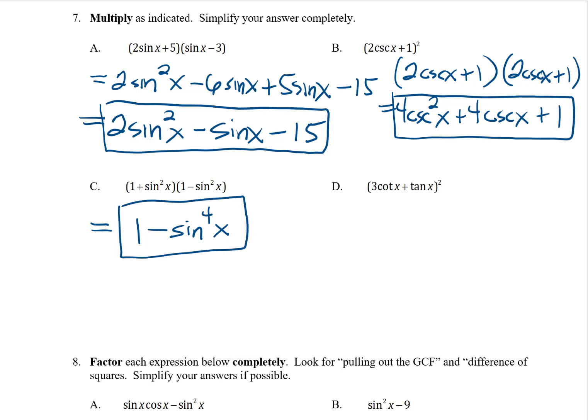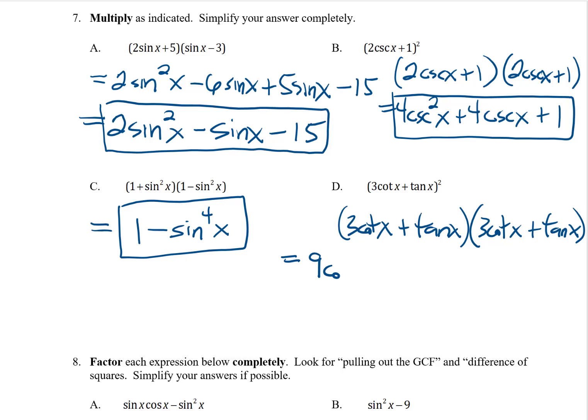And there's the answer. Part D is kind of like part B. I'll have to write this out the long way. And then I can FOIL. I'm going to have 9 cotangent squared x. The inner and the outer will match. They're both 3 tangent x cotangent x's, so 3 plus 3 is 6 of those in all. And then the back part appears to be tangent squared x.